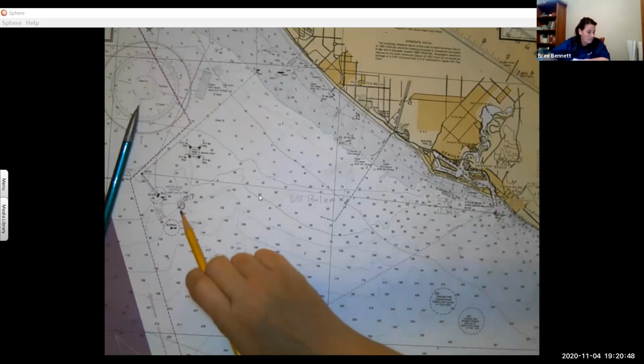Okay, so that's our 17 position. Our depth, okay, so it asks for depth. It doesn't give it to you. I need to.